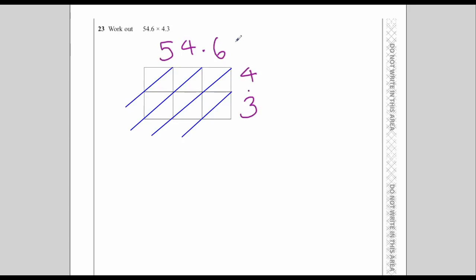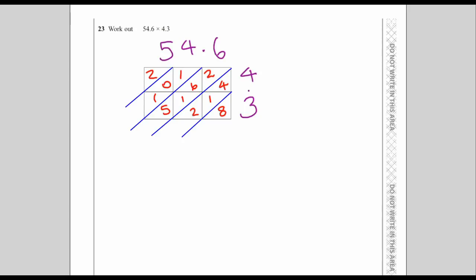6 times 4 is 24, so 2, 4. 6 times 3 is 18, so 1, 8. 4 times 4 is 16, 1, 6. 5 times 4 is 20, 2, 0. 4 times 3 is 12, 1, 2. 5 times 3 is 15. That's all the multiplying you need to do with this method.